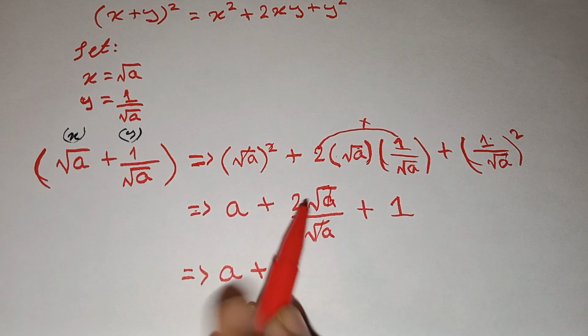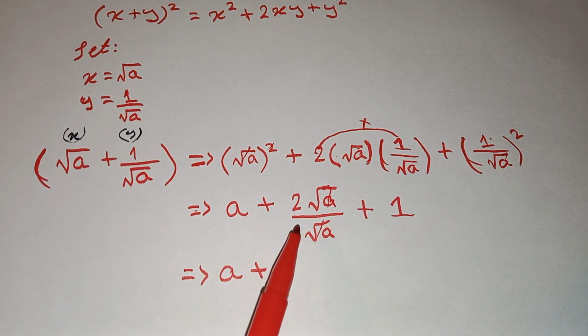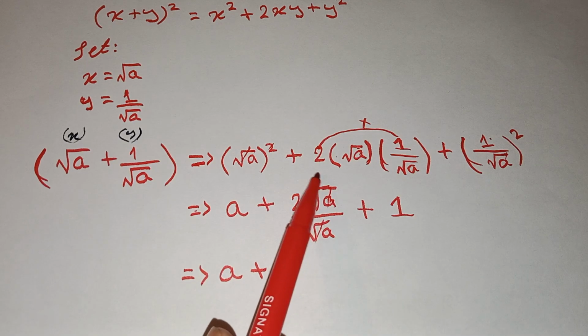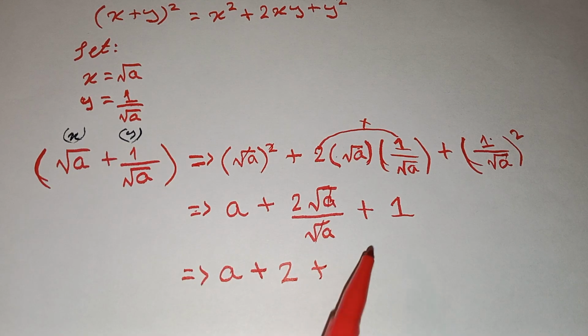Okay, so 2 will be written as it is, because if we divide by square root of a, 1 is the square root of a, and the square root of a is left in the numerator. So 1 over here will be left. So 2 ones are 2. 2 will be here and plus 1.